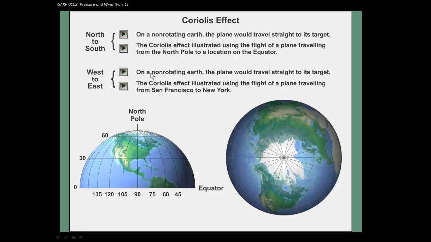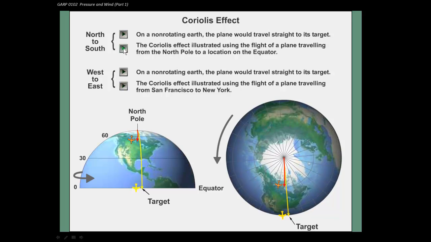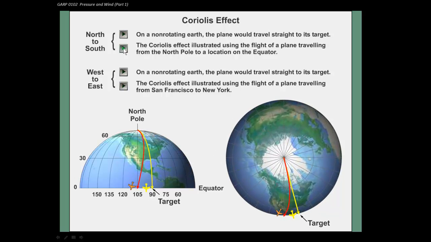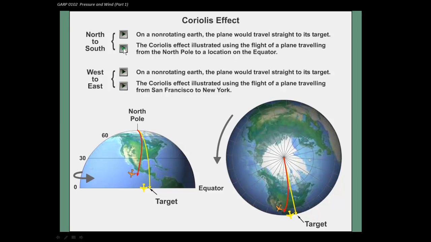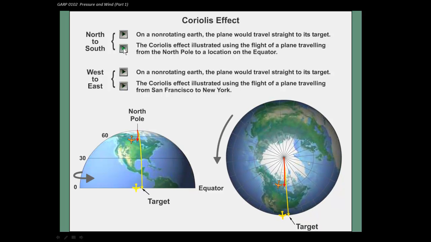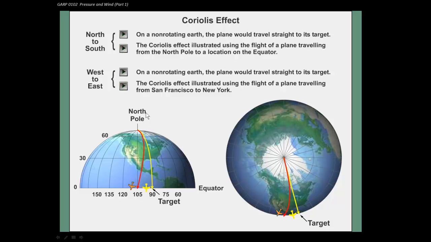Here's an animation. Let's try this out. Coriolis effect north to south. This is how it would go if the Earth was not rotating. Your plane or your rocket would just go straight down. But that's not reality. Reality is, now watch this, as your airplane or your rocket is airborne, the Earth, if you will, rotates underneath it. And the result of all of that is that the path of this airplane is deflected to the right relative to its sense of motion.